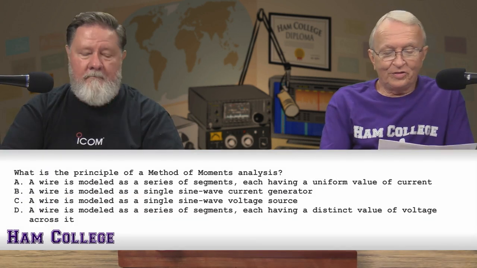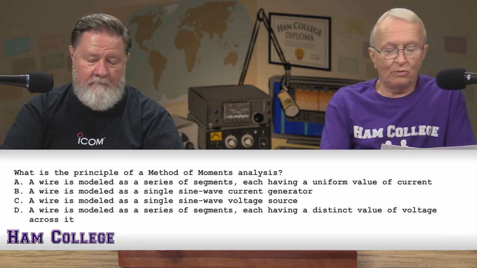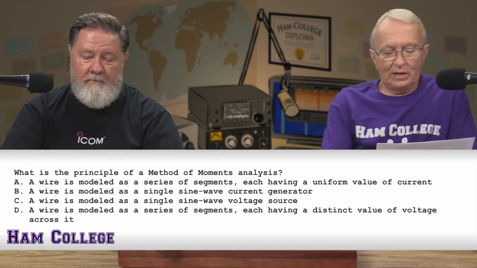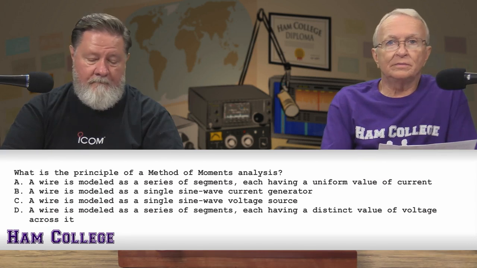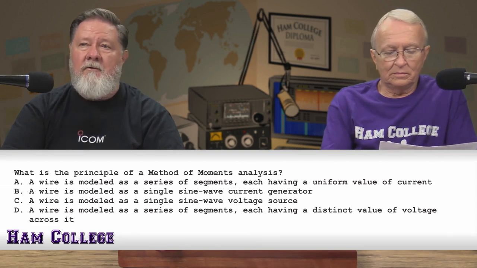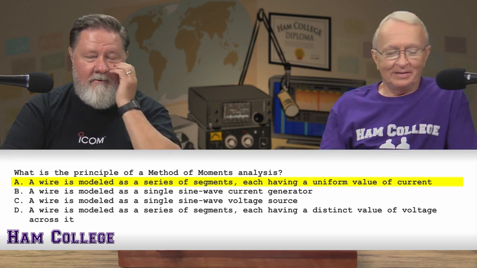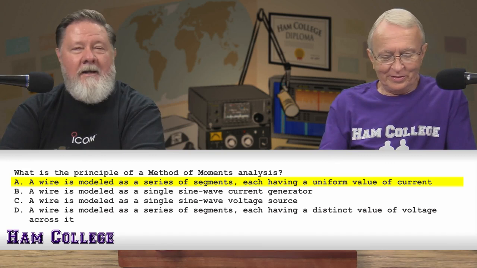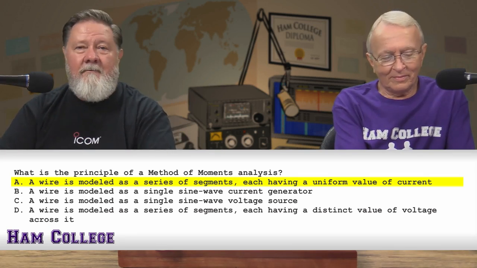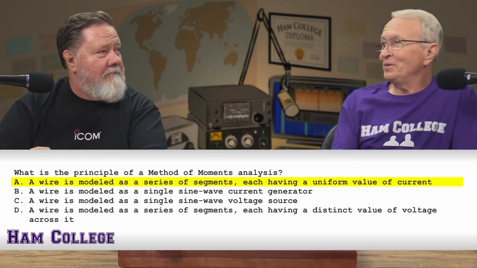What is the principle of method of moments analysis? A, a wire is modeled as a series of segments, each having a uniform value of current. B, a wire is modeled as a single sine wave current generator. C, a wire is modeled as a single sine wave voltage source. Or D, a wire is modeled as a series of segments, each having a distinct value of voltage across it. I'm going to guess D. That was a buzz. I was wrong. It's A. A wire is modeled as a series of segments, each having a uniform value of current. I almost changed to that, but I didn't. I told you I'd heard of method of moments, but I really didn't know what it was, other than the FCC liked it.